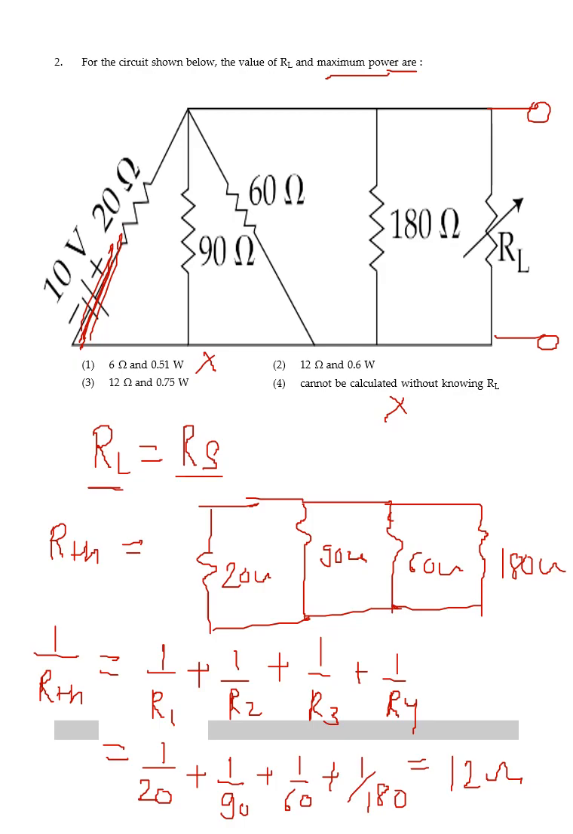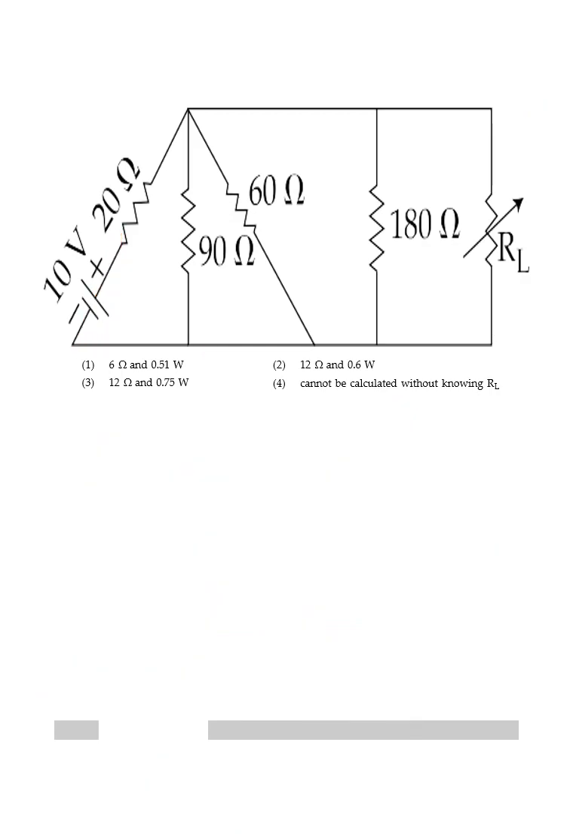Now we also have to calculate the maximum power. So let us solve for the maximum power. As we know, the maximum power formula is VTH square divided by 4 RTH. For that we have to calculate the VTH, right? So let us solve that. To find the VTH, we will open circuit this part, write the VTH here, and then calculate the VTH.